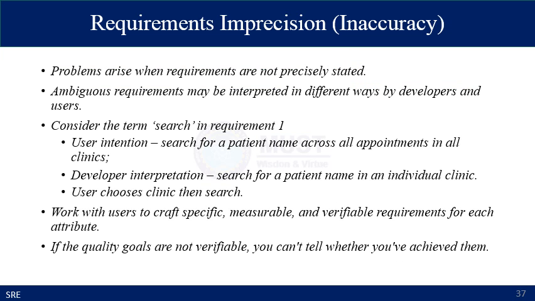And requirements are also imprecise and inaccurate most of the time, and problems arise when the requirements are not precisely stated. As we have discussed in lecture number 1, most of the product failures occur due to incorrect or imprecise requirements, and sometimes ambiguous requirements may be interpreted in different ways by the developers and the users. For example, consider the term search in the requirement.